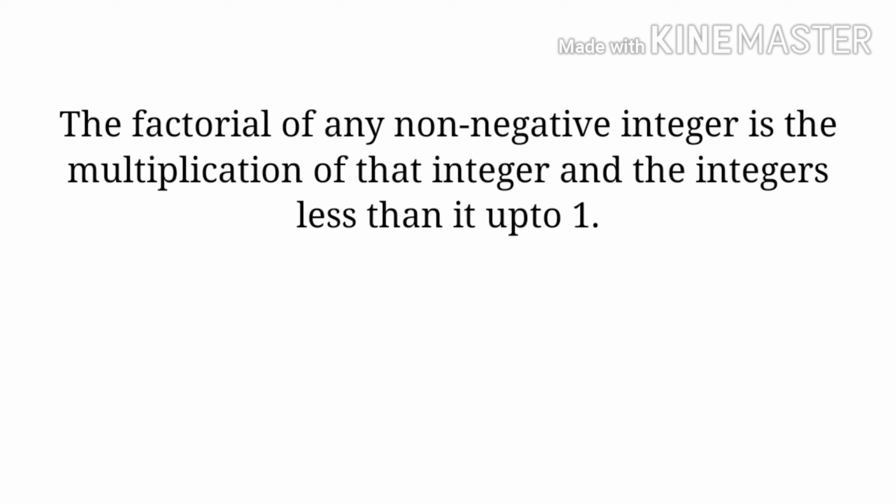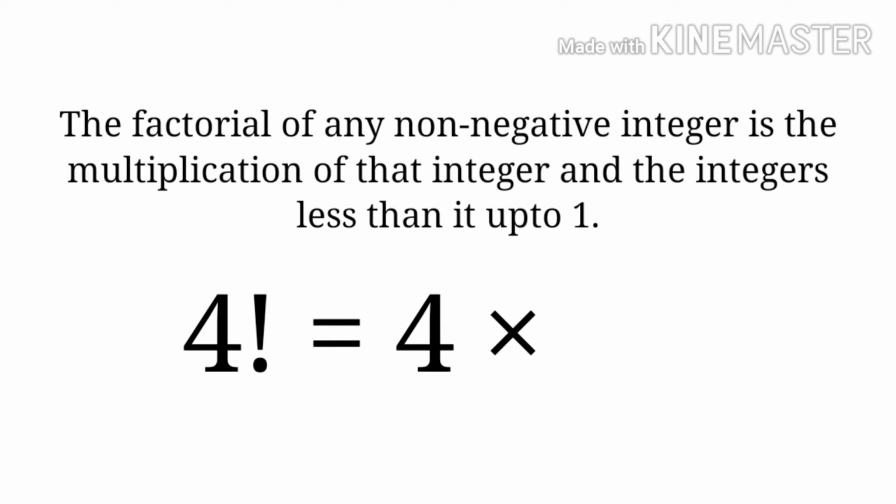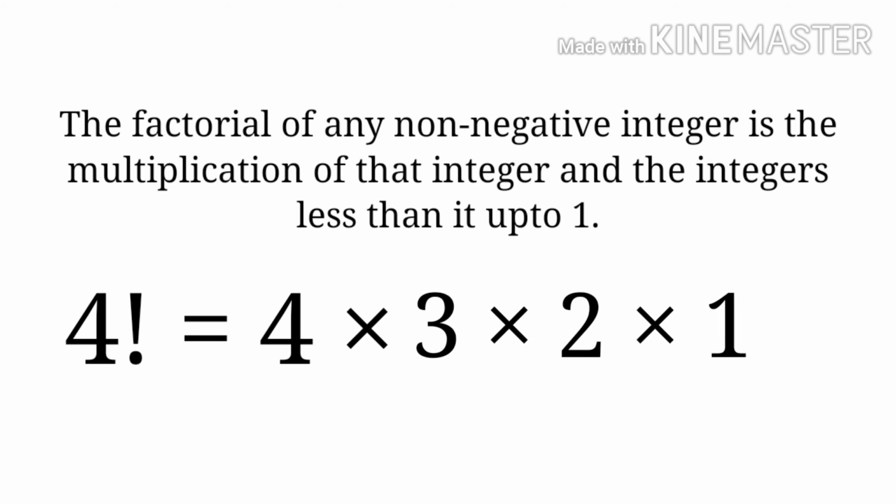The factorial of any non-negative integer is the multiplication of that integer and the integers less than it, up to 1. This is the general definition of the factorial. So here is 4 factorial, which is 4 times 3 times 2 times 1, which will be equal to 24.